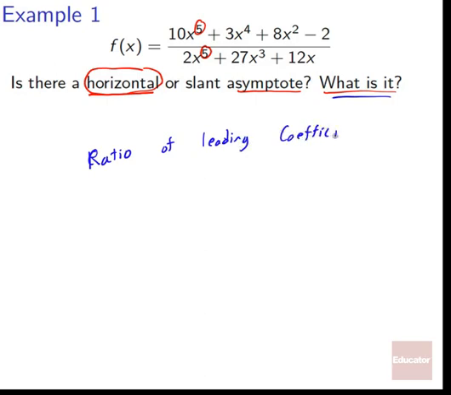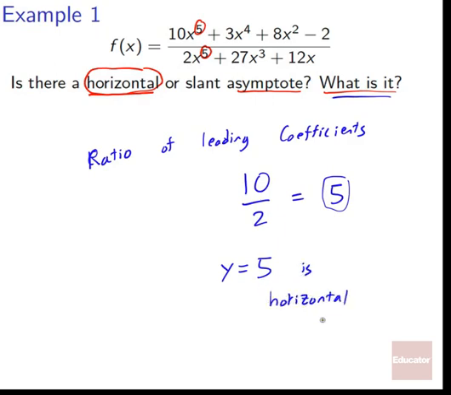The top has a leading coefficient of 10. The bottom has a leading coefficient of 2. We simplify that and we get 5. So 5 is what our horizontal asymptote will be. So y equals 5 is the horizontal asymptote. Great.